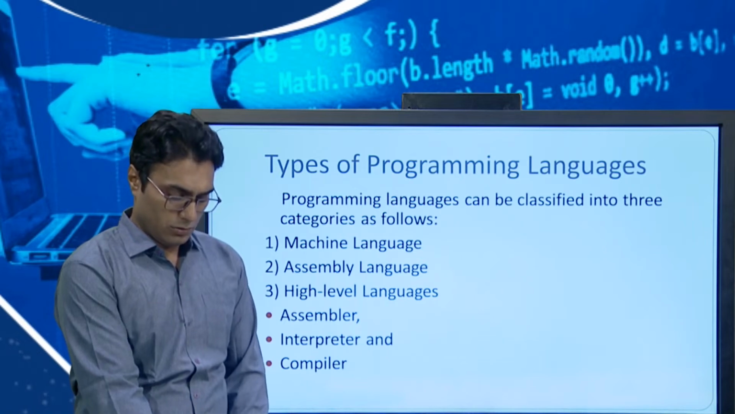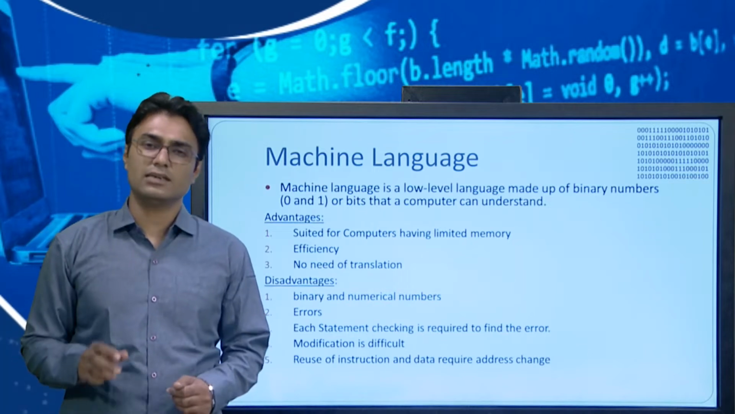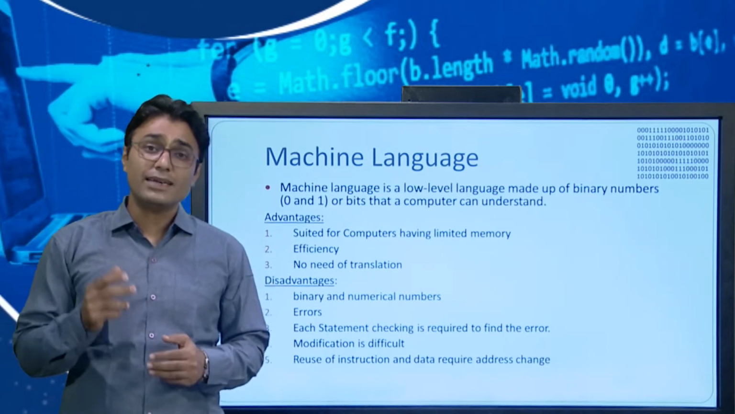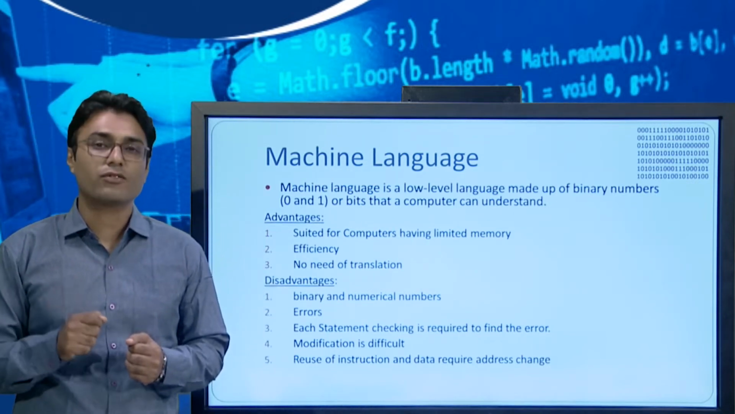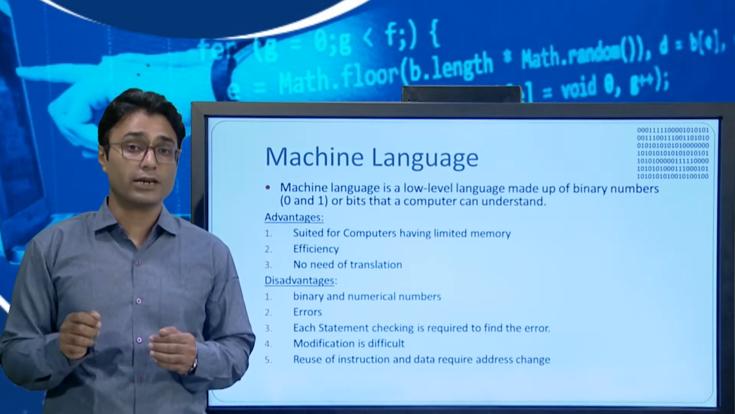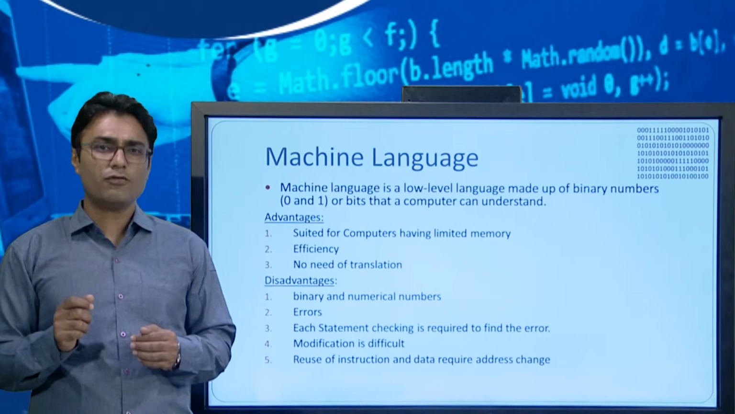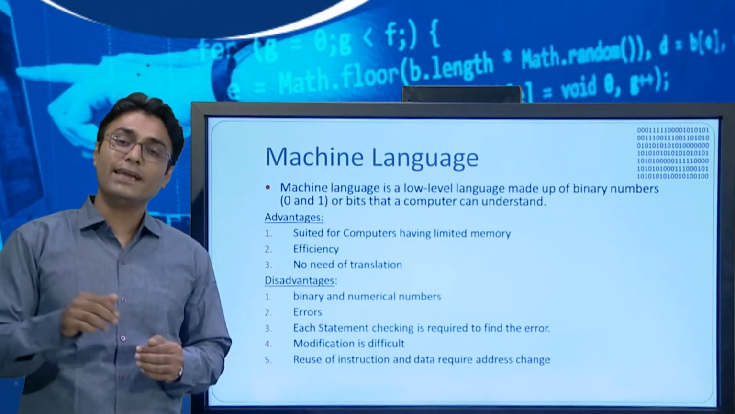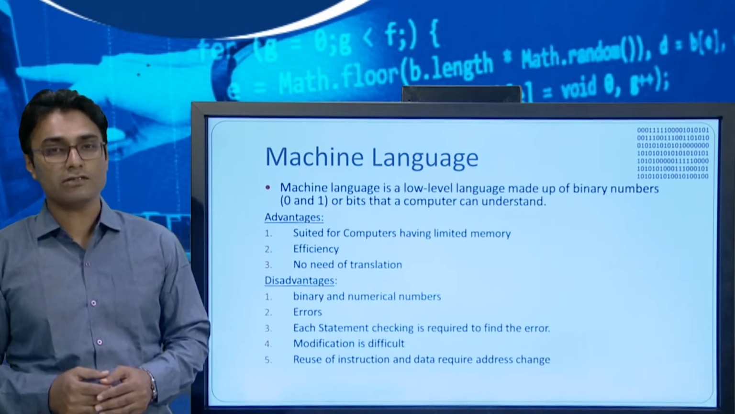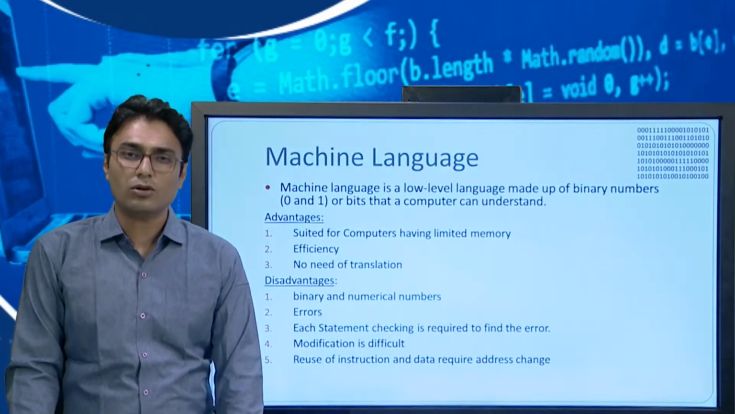Okay, so machine language. Machine language is the language understood by a computer. It is very difficult to understand, but it is the only thing that the computer can work with. All programs and programming languages eventually generate or run programs in machine language, right? Machine language is made up of instructions and data that are all binary numbers. So we can say machine language is a low level language made up of binary numbers or bits, so that a computer can understand. It is also known as machine code or object code.